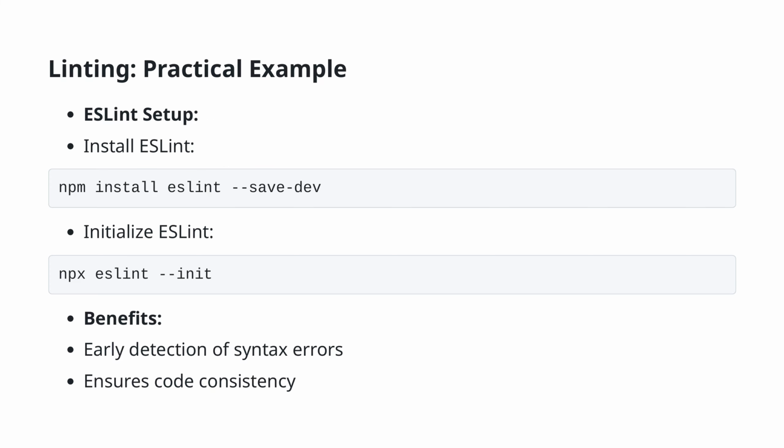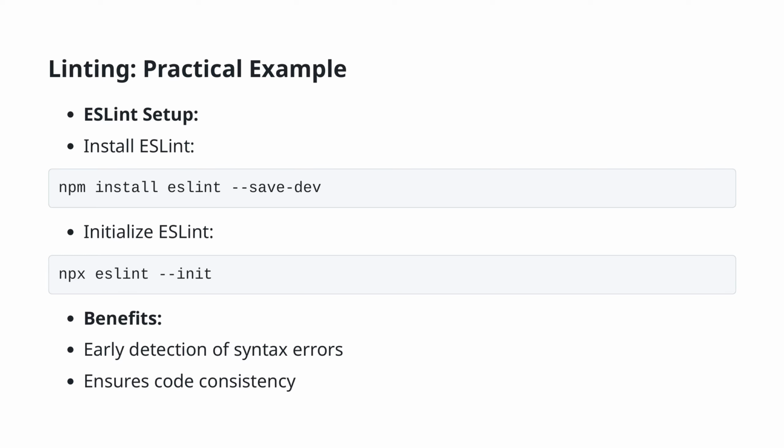Now that we've covered the theory behind linting, let's look at a practical example using ESLint. To set up ESLint in your JavaScript project, you'll first need to install it. You can do this by running the command npm install eslint --save-dev. This command adds ESLint as a development dependency to your project, ensuring that it's only used in your development environment.